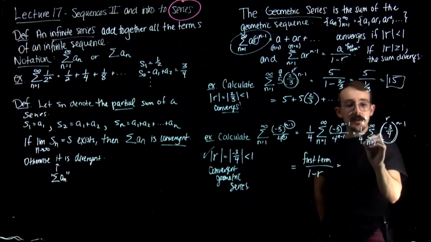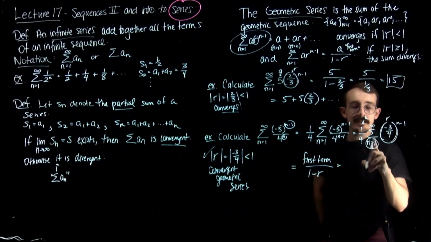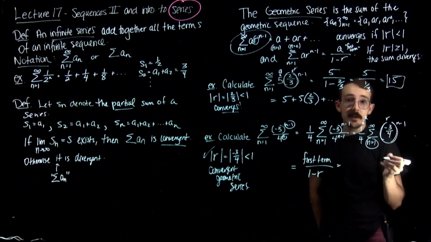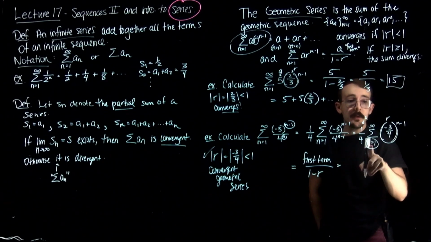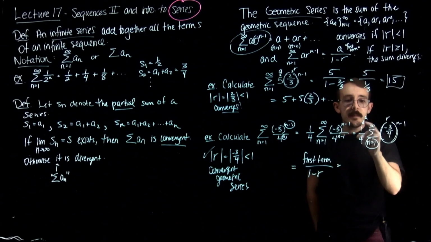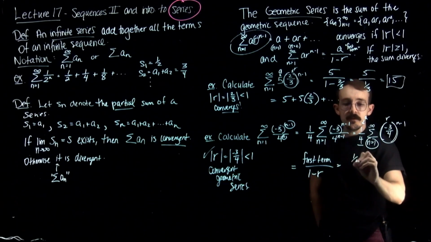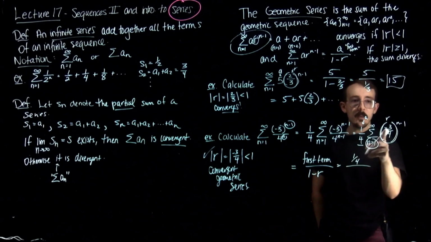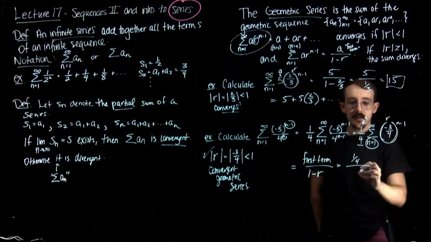The first term is you plug in the first index that applies. This time it's a 1. It doesn't have to be a 1, but it says 1 here. You plug in 1 and you figure out what you get. So if you plug in 1, you get something to the 0 power is 1 times a 4th. The first term is a 4th. Because I plugged in 1 and overall I got a 1/4.